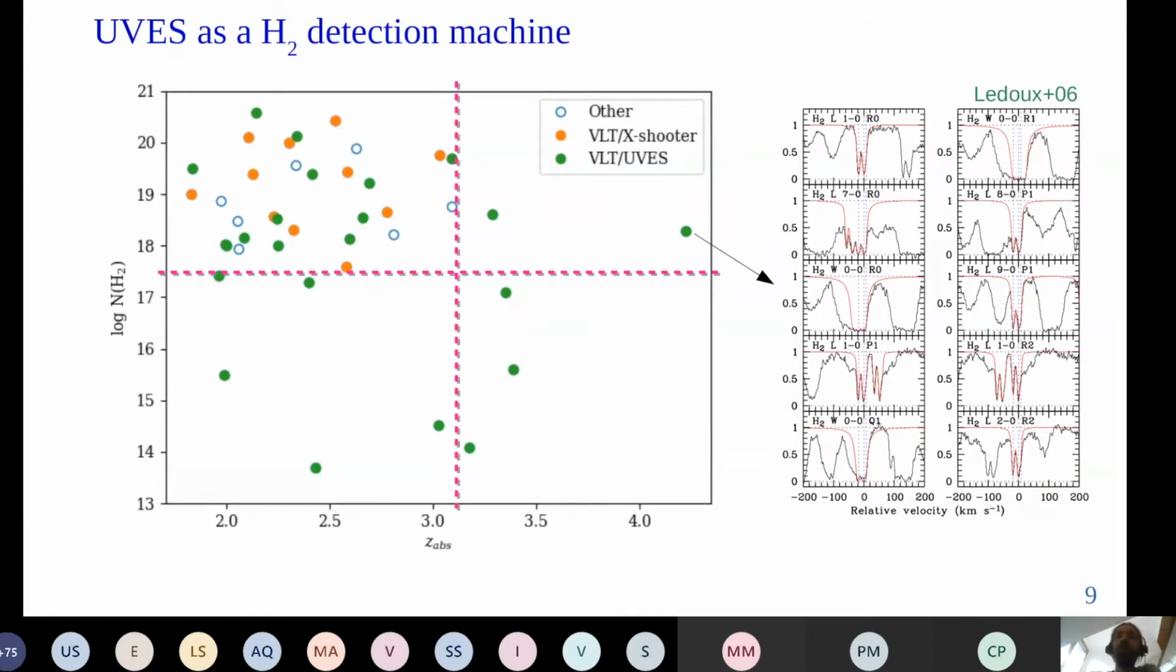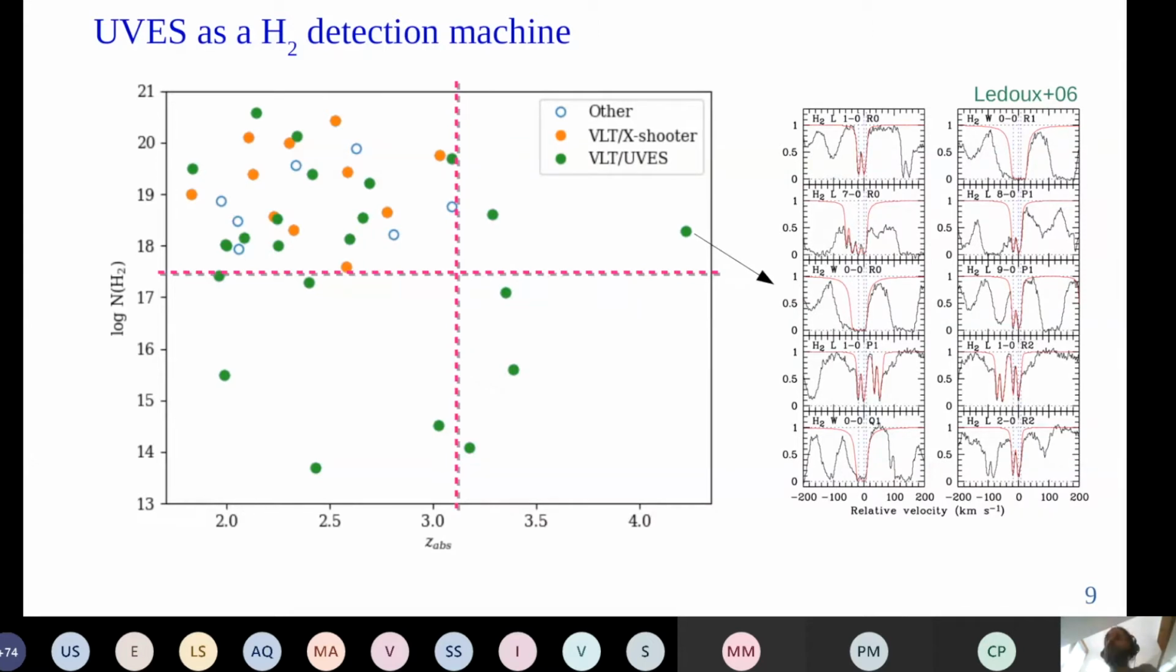And the first thing that you can see is that, if you look at the vertical line, UVES has been able to dig into the forest at very high redshift, where the forest becomes much denser. And this is only possible at the resolution achieved with UVES. So the record is a redshift of 4 point something, by Ledoux et al.